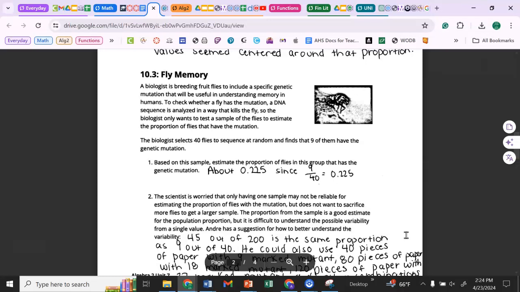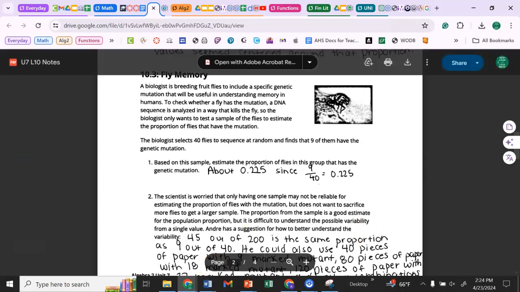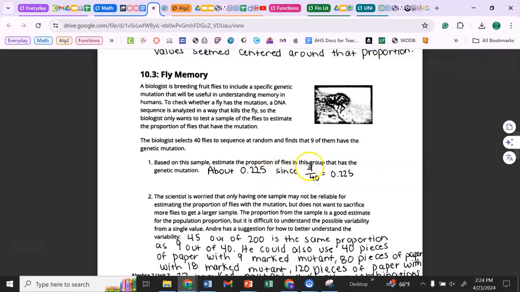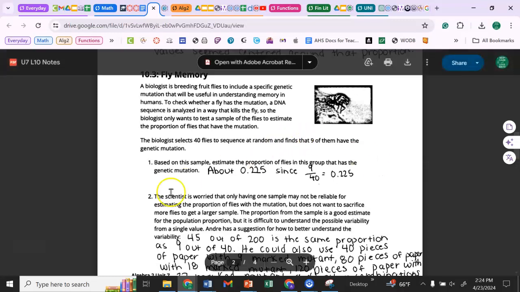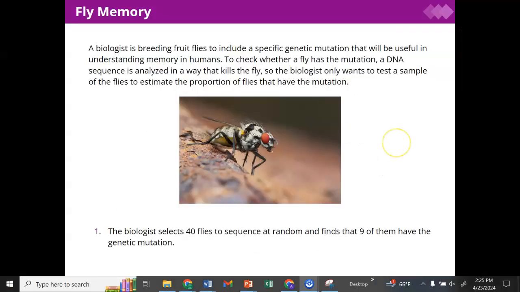Based on this sample, estimate the proportion of flies in this group that has the genetic mutation. So go ahead and, well, I already have the answer here. So about 0.225. And that's because if we say 9 out of the 40 and we type that in our calculator, that is what we're going to get. Okay, so back to our fruit fly question. So we said 9 out of 40.